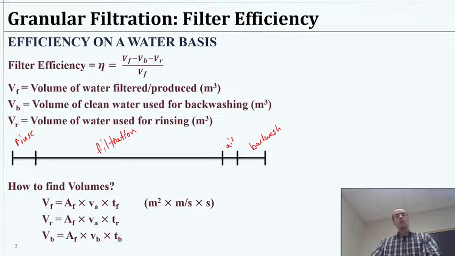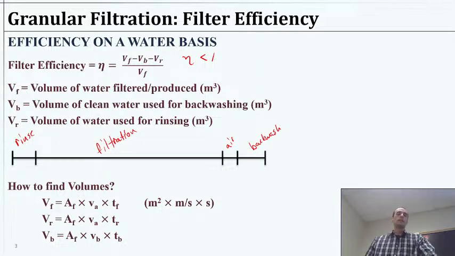So these are going to be pretty typical, and we could just define it as this here, as the volume that we filtered minus the volume that we consumed for backwash and rinsing, divided by that total volume that we gave to it in the first place that we filtered. So this will be always less than 1 because it's a fraction, and we will have backwash something and rinse something, right? So we know that's going to be some fraction less than 1.